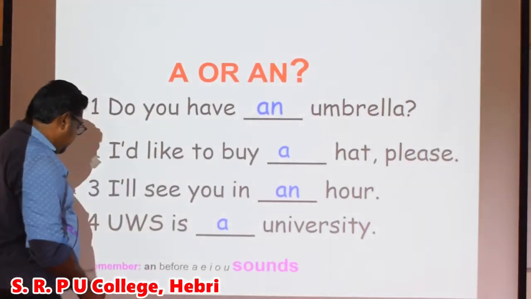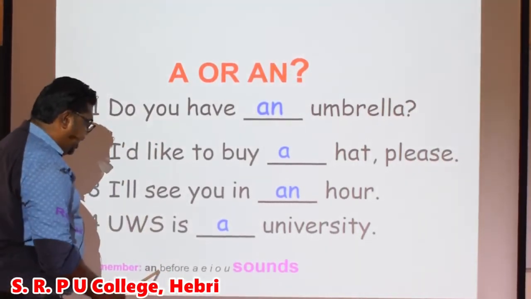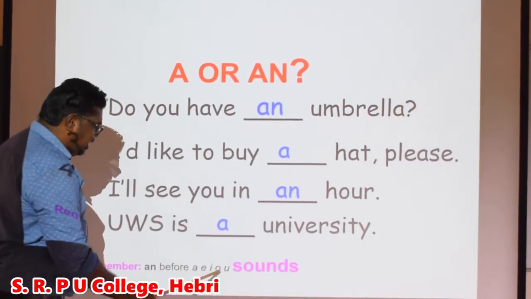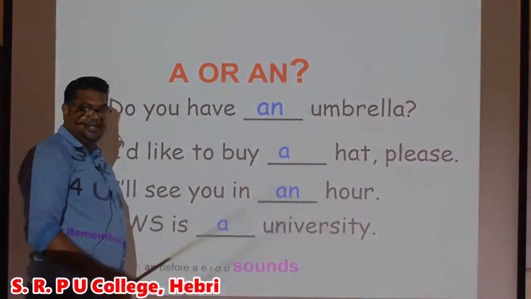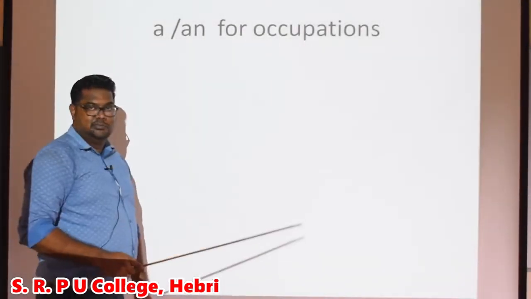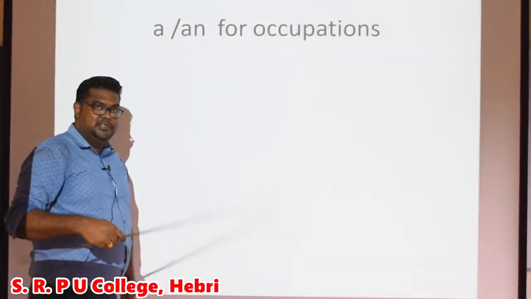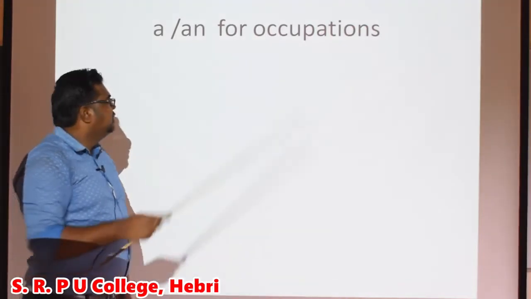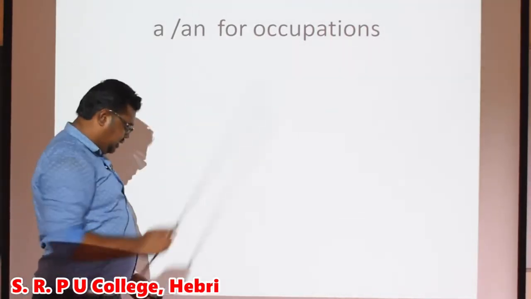Now, very important thing to remember. An is used before A, E, I, O, U sounds, that is vowel sounds. A or an is also used for occupations. When you're referring to a person's occupation or profession, we can use indefinite article a or an.